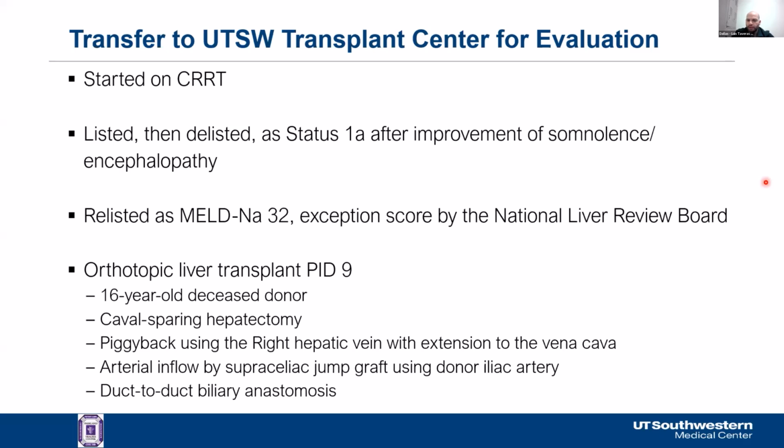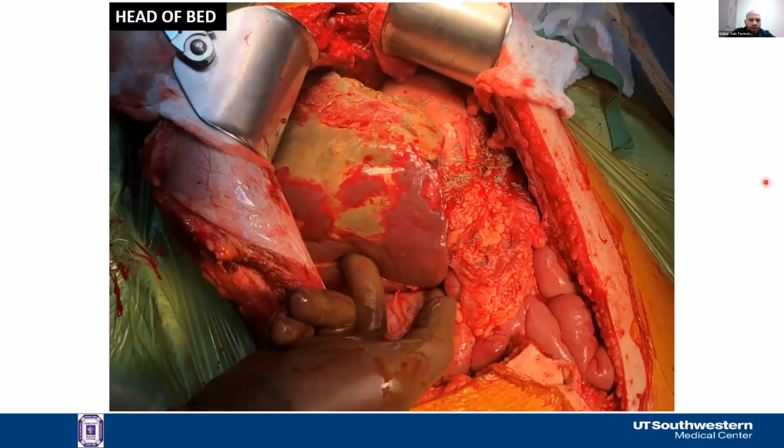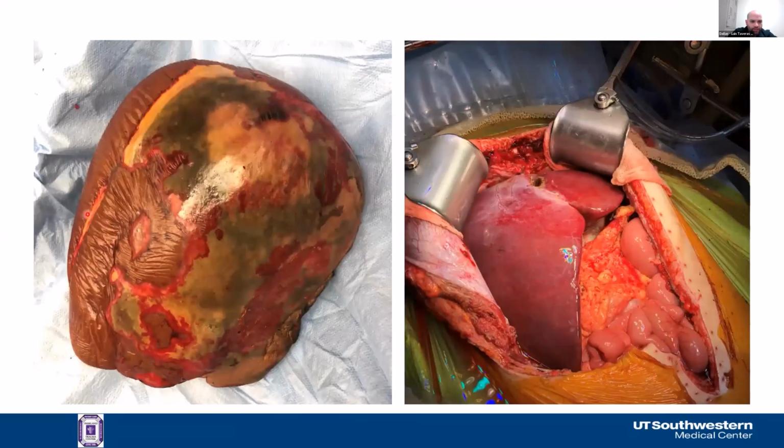So in this next image, we can see here, this up here being the head of the bed. And this is how the remaining liver looked. This is about 9 days from his initial laparotomy. And we can see the areas of necrosis within the remnant liver. Here we can see after the hepatectomy, the extent of the injury and the ischemia.